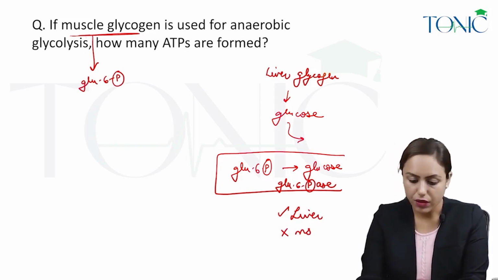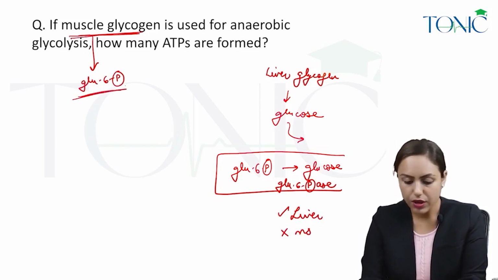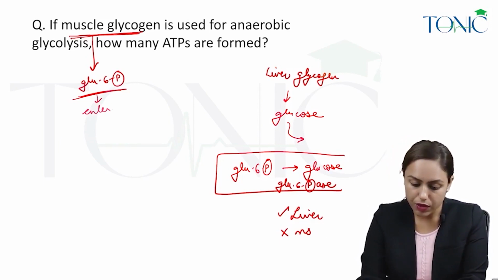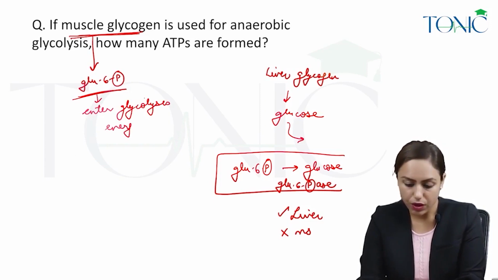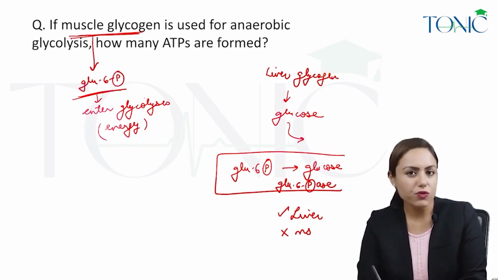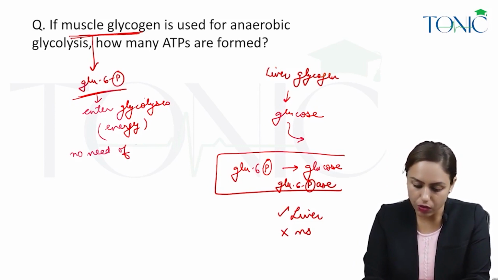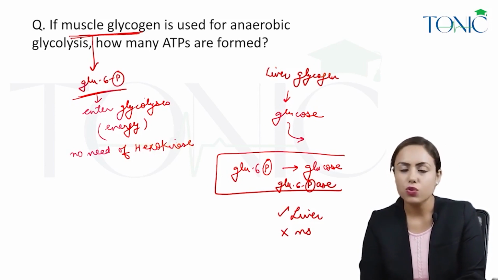So in muscles, when glycogen is broken down, in the end we get glucose 6-phosphate because the enzyme for the conversion of glucose 6-phosphate to glucose is absent. The enzyme is glucose 6-phosphatase, right? So this glucose 6-phosphate will enter into glycolysis in the muscle cell to give energy, right? Now, when glucose 6-phosphate is directly entering into glycolysis, there is no need for hexokinase to phosphorylate glucose. So there is no need to use this ATP at the hexokinase step.